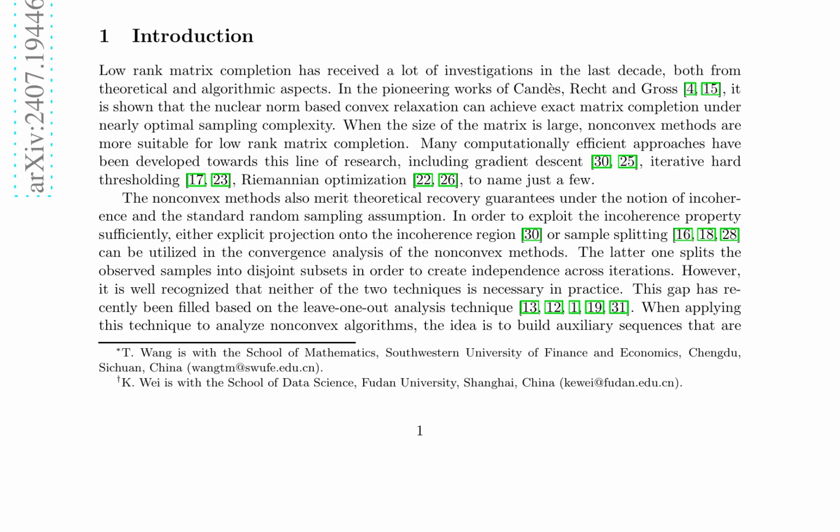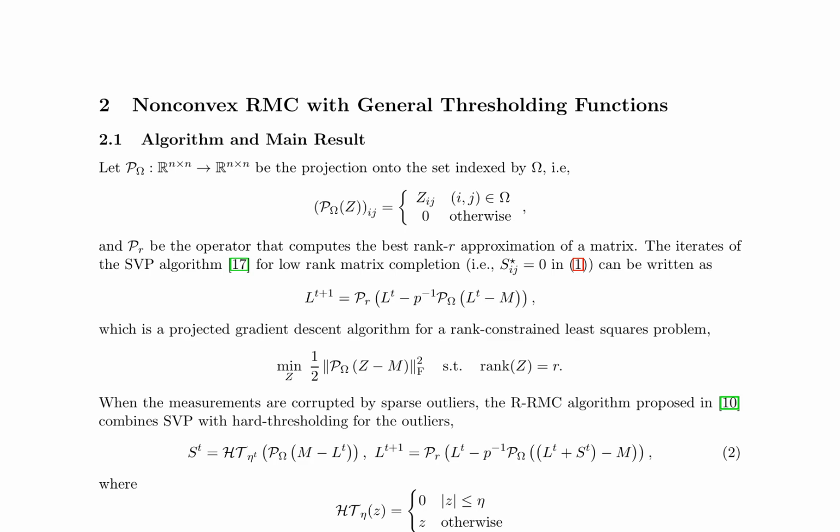Three assumptions are introduced. 1. The ground truth matrix L-star is mu incoherent. 2. Each entry is independently observed with probability p. And 3. Each observed entry is independently corrupted by an outlier with probability alpha. These assumptions are standard in the matrix completion literature and serve as separation conditions on L-star, S-star.